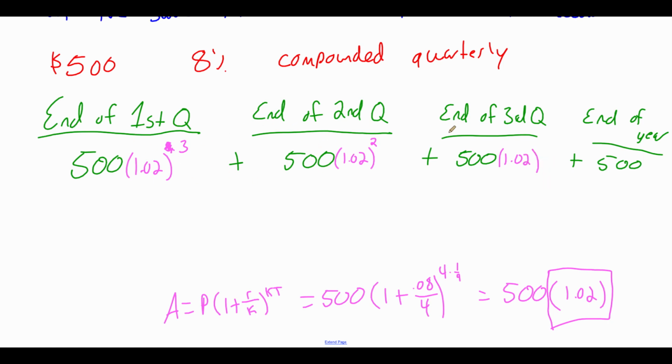Now, if I were to take all of this and type this into my calculator, it should tell me that in our account, we've got $2,060.80.